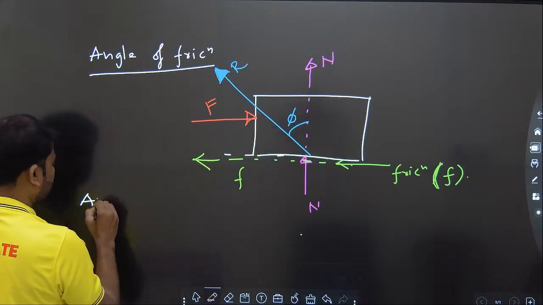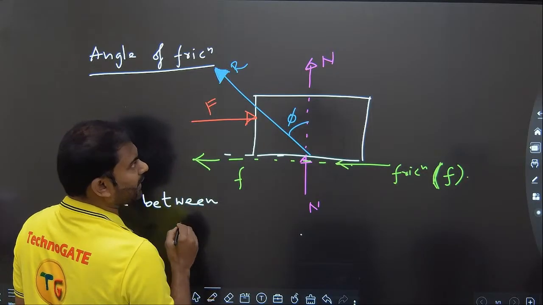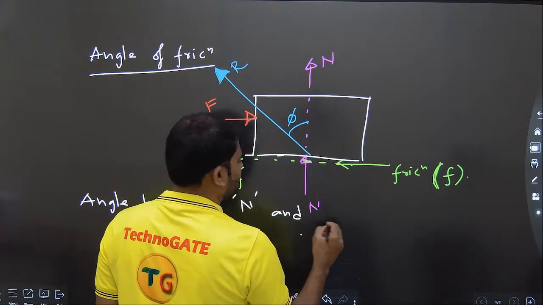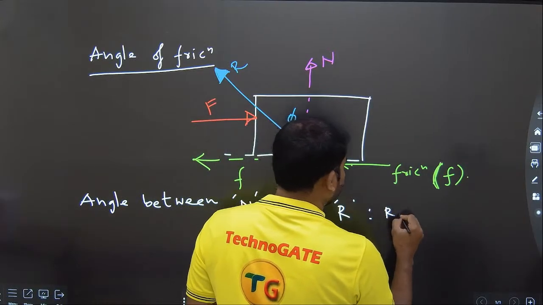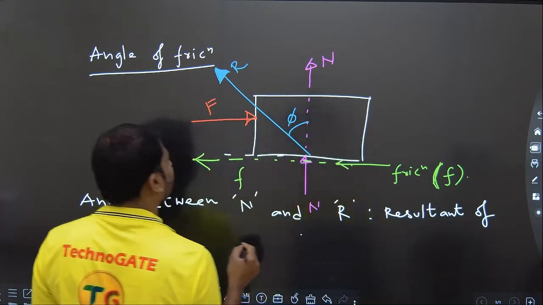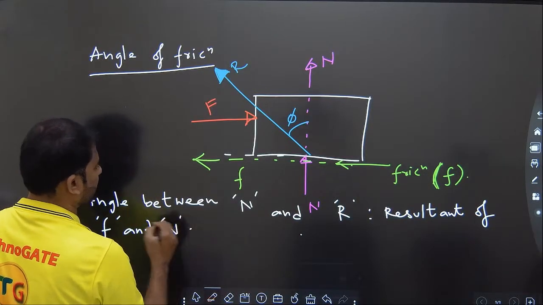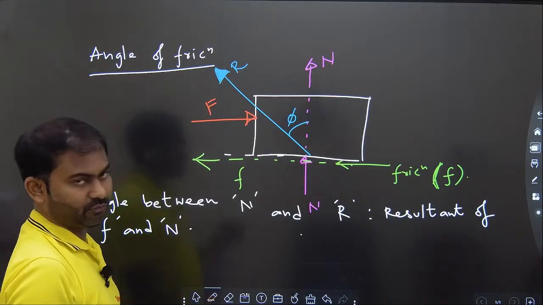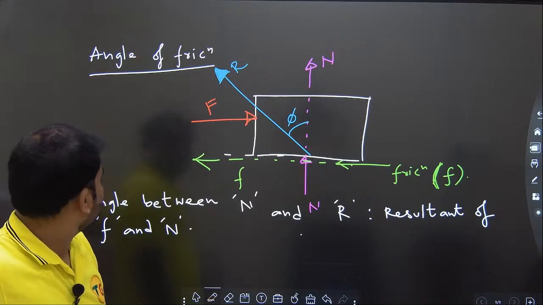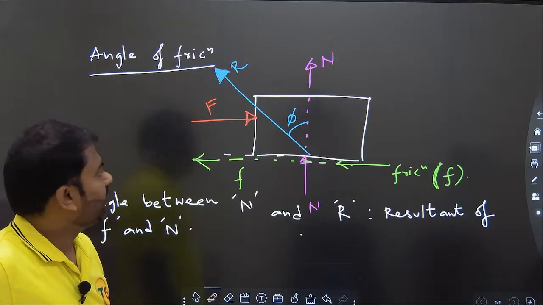Okay na? So the angle between normal contact force N and R, which is nothing but the resultant of friction force F and normal contact force N. The angle between normal contact force N and the resultant of F and N is called the angle of friction. Understood? That's what the angle of friction is here.